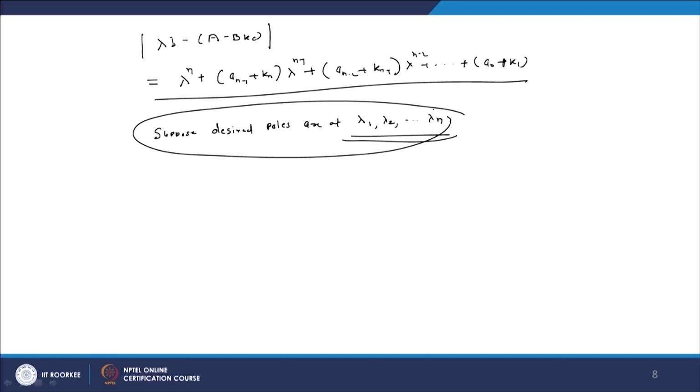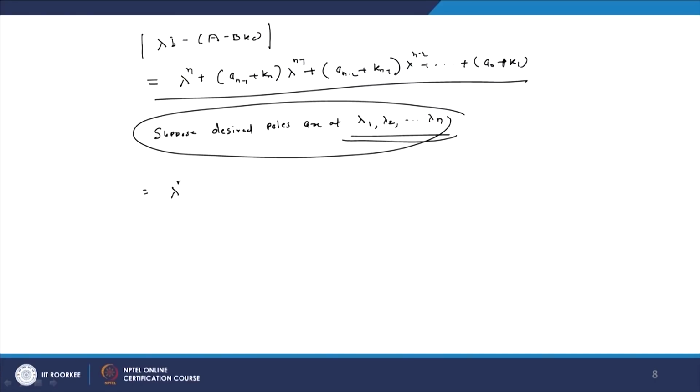So, using these desired poles, the characteristic equation can be written as lambda raised to n plus alpha n minus 1 lambda raised to n minus 1 plus alpha n minus 2 lambda raised to n minus 2 plus ... plus alpha 0 equal to 0. So, now this is the characteristic equation, this is our equation.